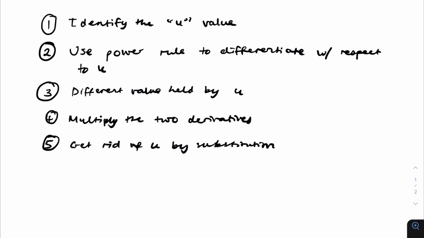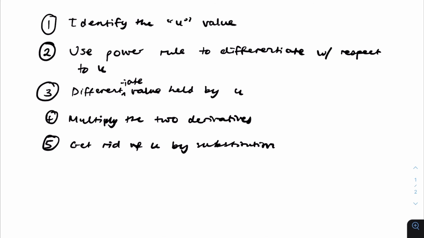So first step is to identify the u value, typically held in the bracket. The second step is the use of the power rule to differentiate with respect to u, because you would have replaced that value that you identified as the u value with u, and then use the power rule to differentiate it with respect to u. Step 3 is to differentiate the value held by u. So the value you replaced with u, you have to differentiate that on its own as well.